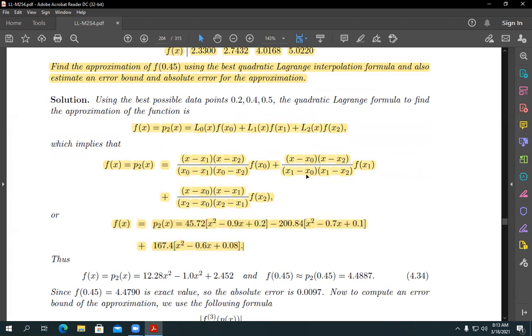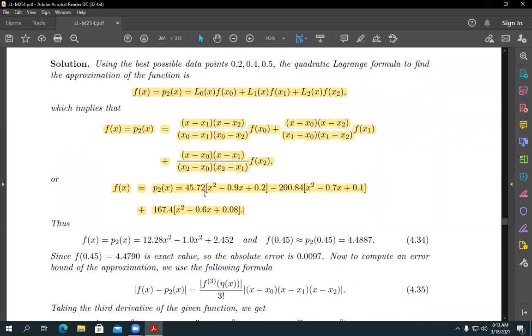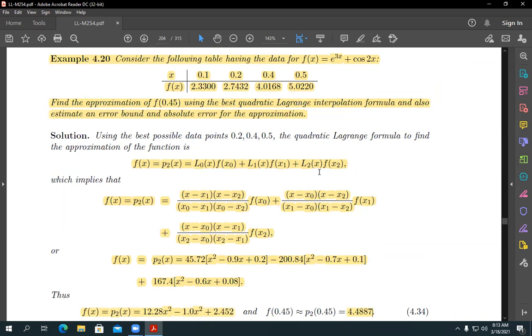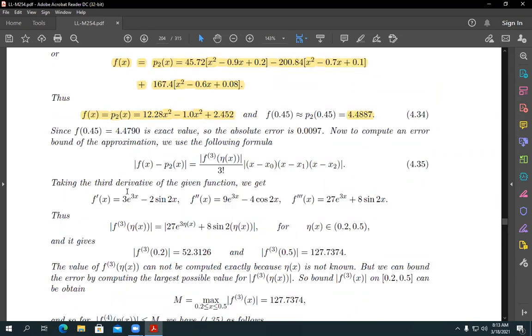After putting the values here, you know what f of x0 is, and when you have these values, you can have the quadratic polynomial. Now, when you simplify, make the coefficients of x squared, x, and the constant separate. This is the quadratic polynomial you get. Use it to find the approximation at 0.45: in place of x, you put 0.45, and inshallah, you will get the approximation.